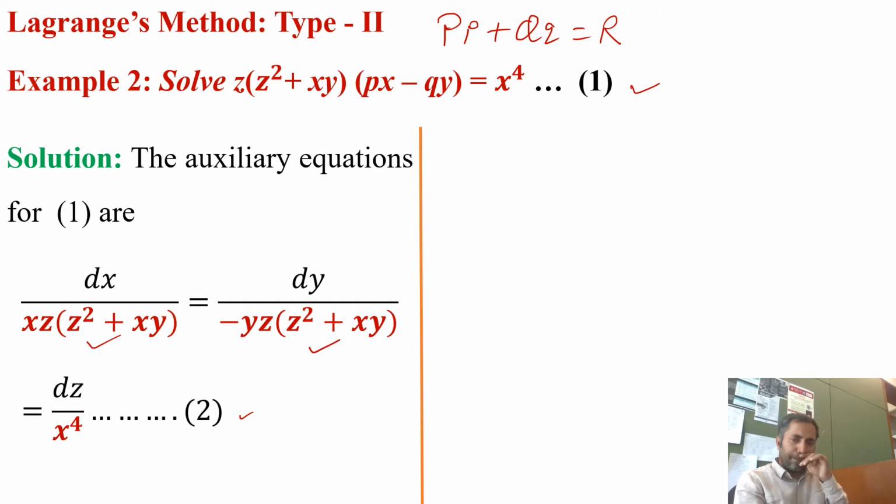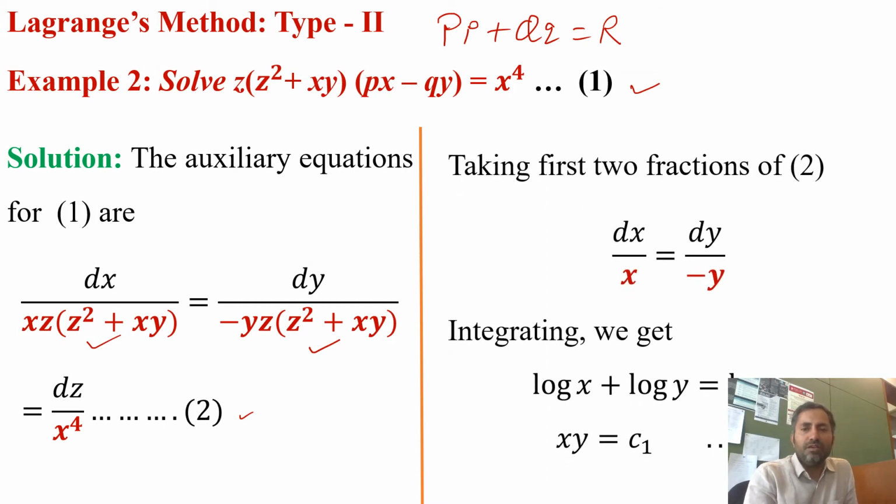Again, if we select the first two fractions, z square plus xy will be cancelled, so only we will have dx upon x and dy upon minus y. By having this, we can get the solution very quickly. By integrating, dx upon x will be log x, dy upon minus y will be minus log y, and here you can take log c1. So ultimately we get xy is equal to c1. This is your u. U is equal to c1, that we obtained.